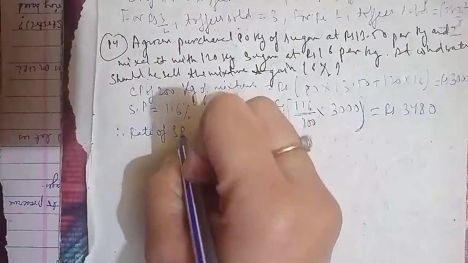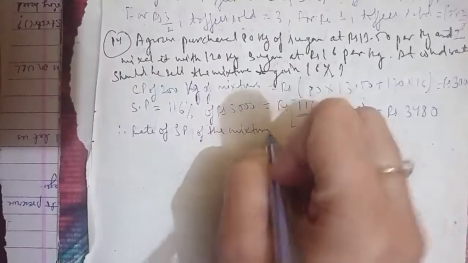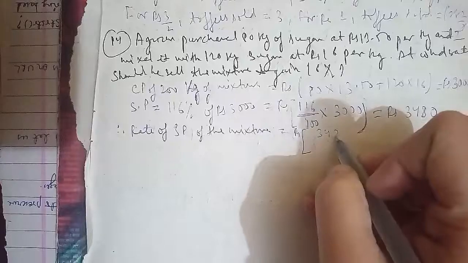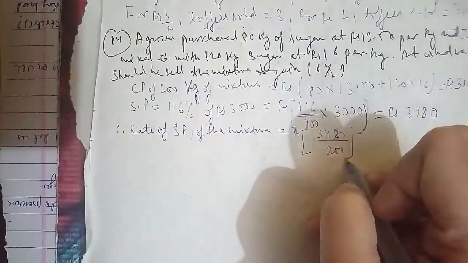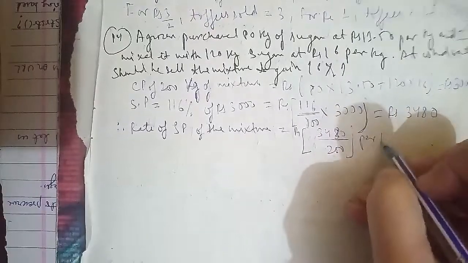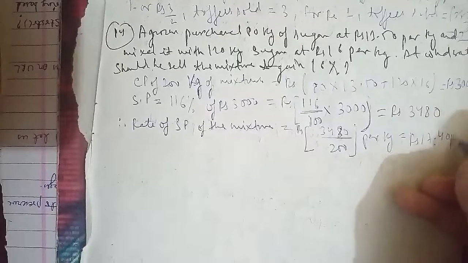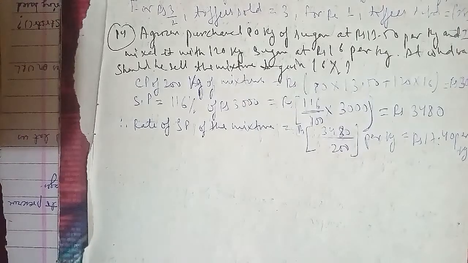Now the rate of SP of the mixture equals rupees 3480 upon 200 per kg, which equals rupees 17.40 per kg here. That is our answer. So we go ahead for the next, which is the 15th question of this session, and an important one.